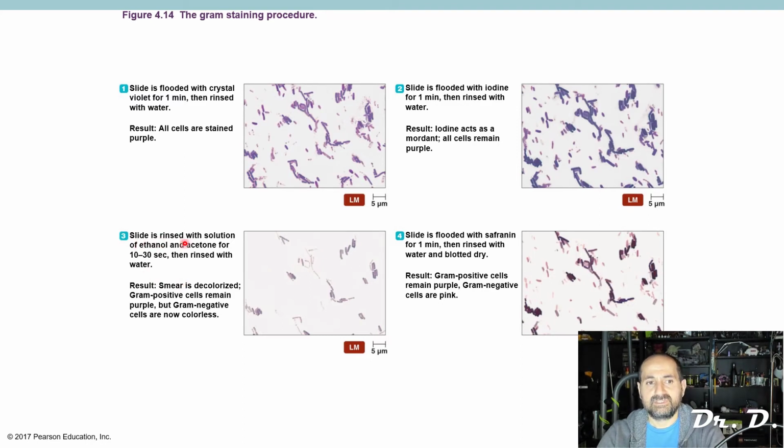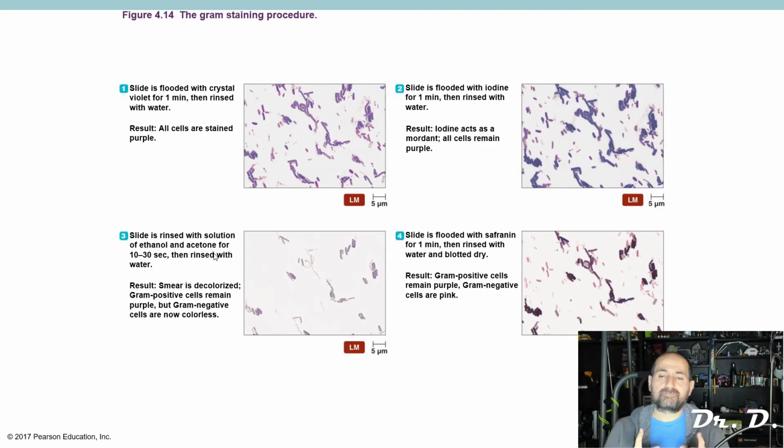The slide is then rinsed with a solution of ethanol and acetone. Okay, this is called Gram's alcohol. Ethanol and acetone for 10 to 30 seconds, and then rinsed with water. Do you know what this did? The ethanol and acetone solution serves as a decolorizer. What do you think a decolorizer does? That's right. It washes the dye out of the cell.